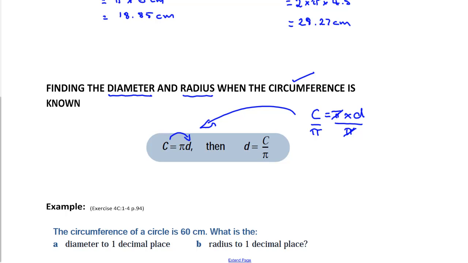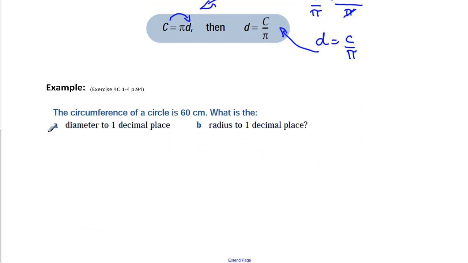Looks like I've deleted the working here. So I'll just rewrite that. Here we go. We know that D, here it is here, is now equal to c over pi, which was the formula that we needed. So we'll extend the page up a little bit so we can work this through. And here's our question. The circumference of a circle is 60 centimetres. What is the diameter?